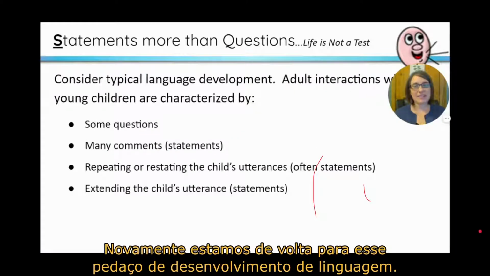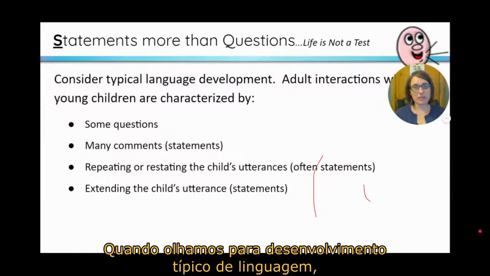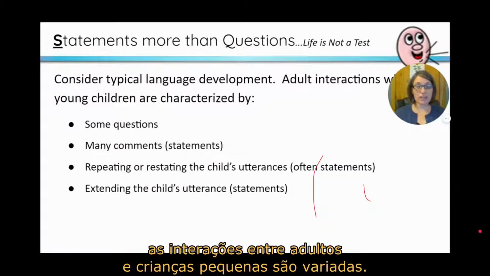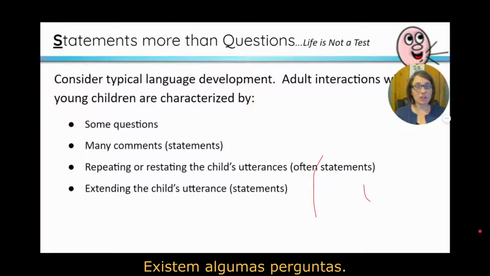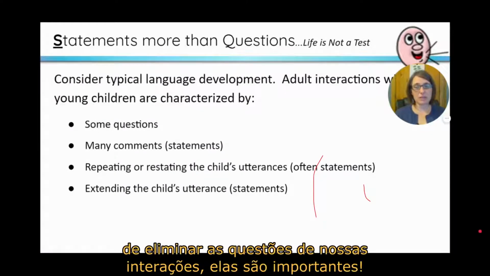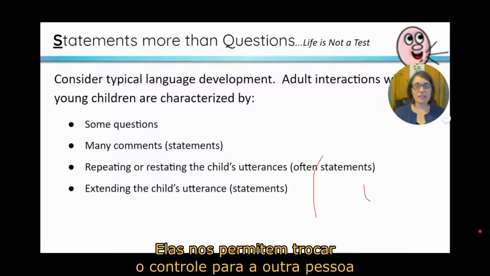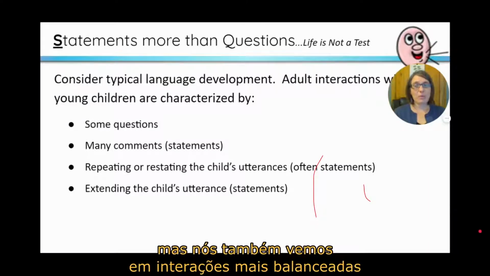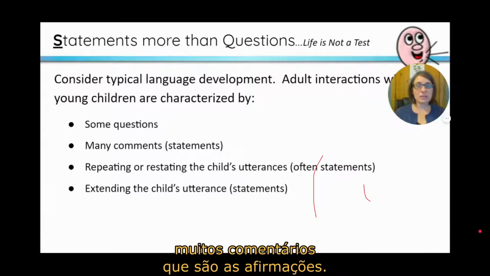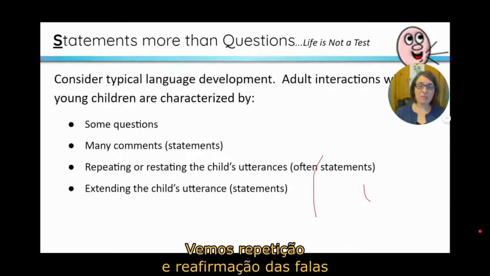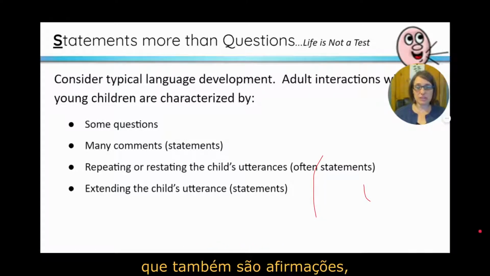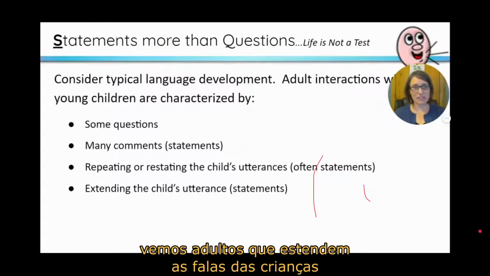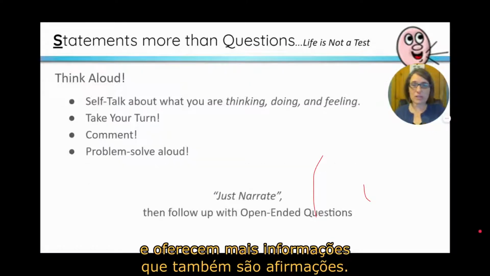So again, we're back to this language development piece. When we look at typical language development, adult interactions with young children are varied. There are some questions. To be clear, this is not a bid to eliminate questions from our interactions. They're important. They allow us to shift the control over to another person and gain information. But we also see in more balanced interactions lots of comments, which are statements. We see repetition and restating of utterances, which are also statements. We see adults that extend upon children's utterances and offer more information, and those are also statements.